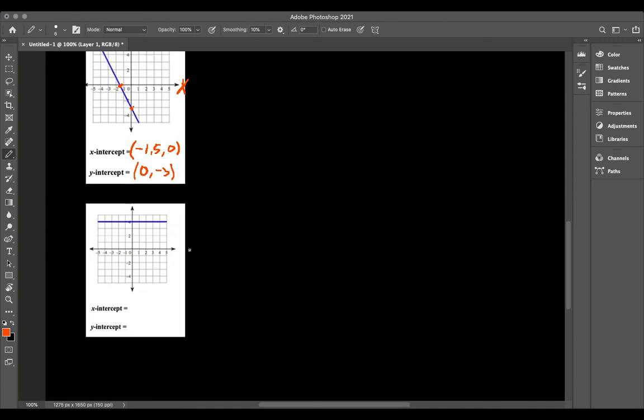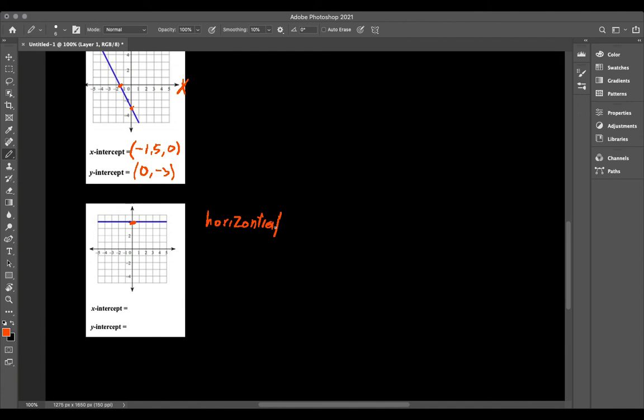Now let's look at the last one. Pretty easy. This one is just a straight line right on this point here. The only place it crosses is on this y-axis right here. So what happens in this situation? This is what is called a horizontal line, obviously. I'm just going to write horizontal. Okay, this is a horizontal line. And so horizontal and vertical lines have certain properties. I'm going to spell horizontal wrong, I know it, so bear with me.